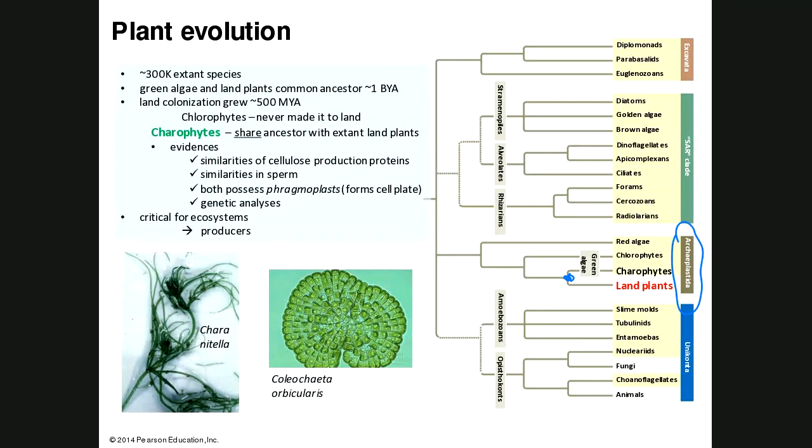So we're trying to build the case that charophytes share an ancestor with land plants. There's certainly an ancestor more recent than the other green algae, the chlorophytes. And we're looking at these lines of evidence. The first one is a similarity in cellulose production proteins. Now, y'all know what cellulose is, of course, so that's not really the issue here.